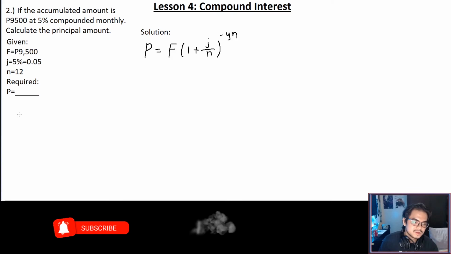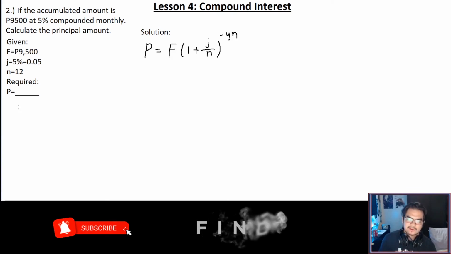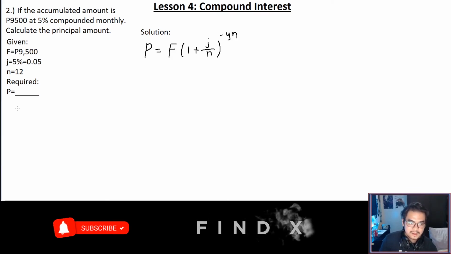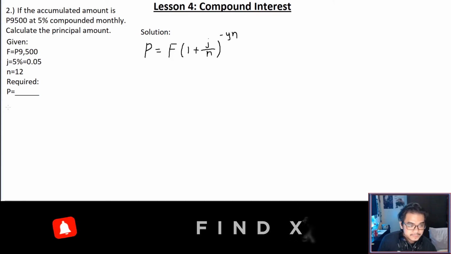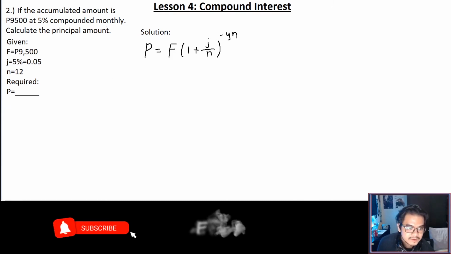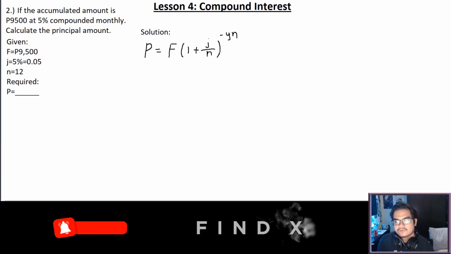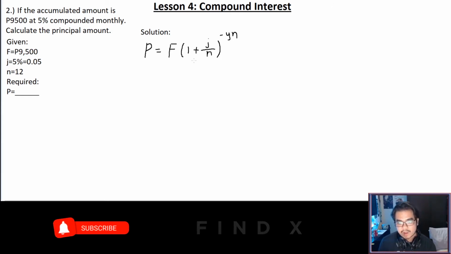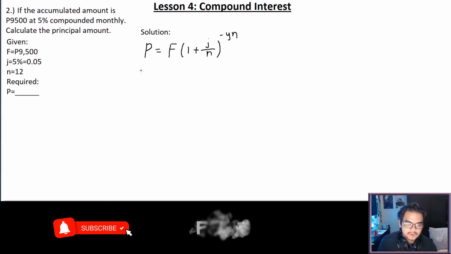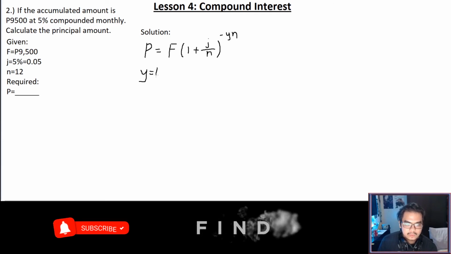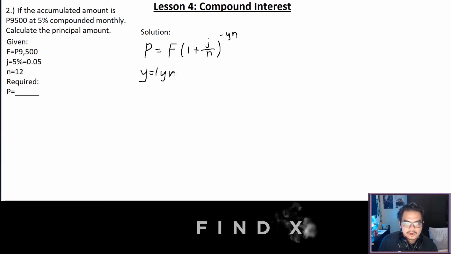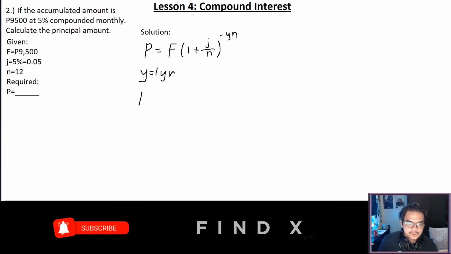So as you can see, there's no given y. There are types of problems that have this kind of a given where the y is not given. Then if the y is not given, I think it is safest to assume that y is 1. Okay, so let y equal to 1. Okay, 1 year. Therefore, substitute all the values.